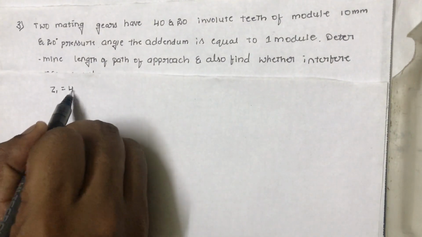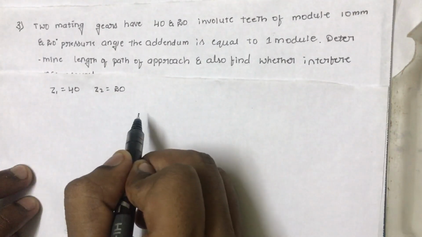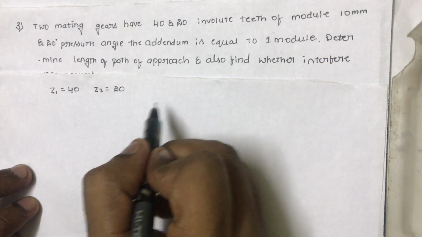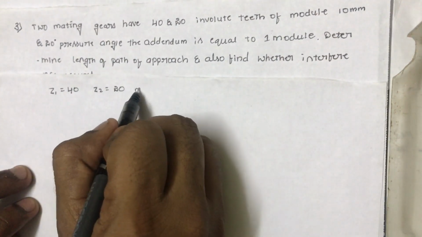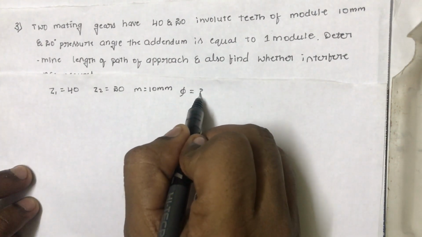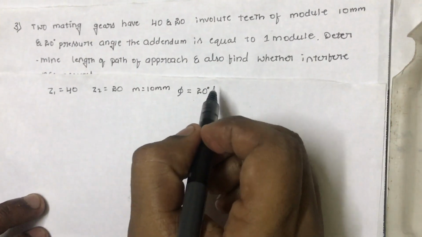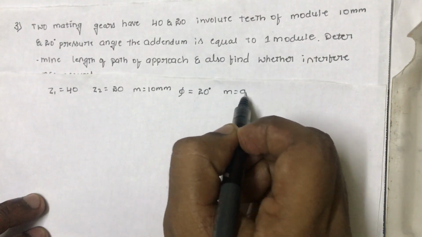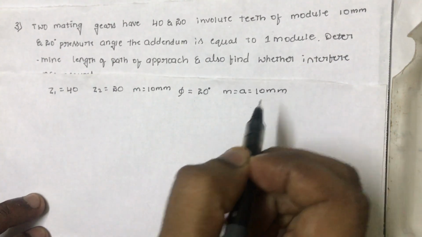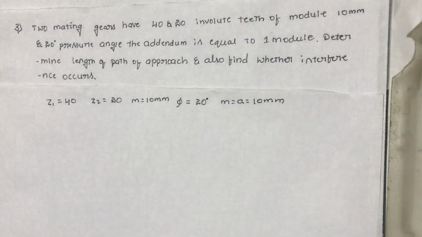Z1 is equal to 40, that is number of teeth on a gear. Z2 is equal to 20, that is number of teeth on a pinion. Next module is equal to 10 mm. Next pressure angle, that is phi, is equal to 20 degree. So next you have the addendum is equal to one module, so M is equal to A is equal to 10 mm. Fine. Next is asking for determine length of path of approach and also find whether interference occurs.